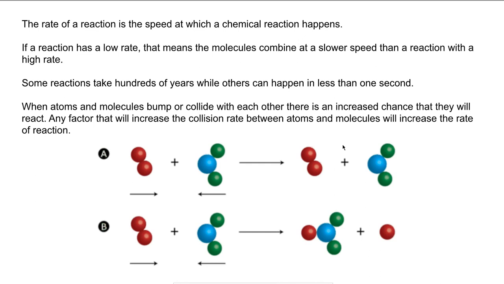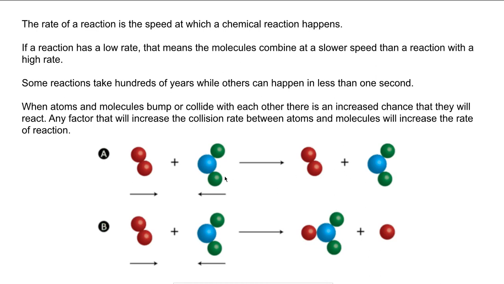So if a reaction is happening very slowly, it has a slow rate. If we look at what's happening at the molecular level, the molecules are combining at a slower speed. Some reactions can take hundreds of years. Okay, other reactions can happen very quickly. So when something is burned, that's a very fast chemical reaction. And weathering, chemical erosion of limestone is a slow chemical reaction.